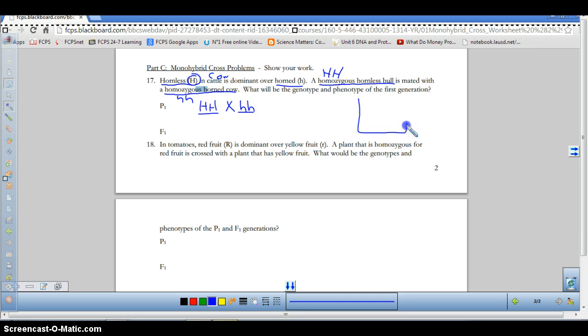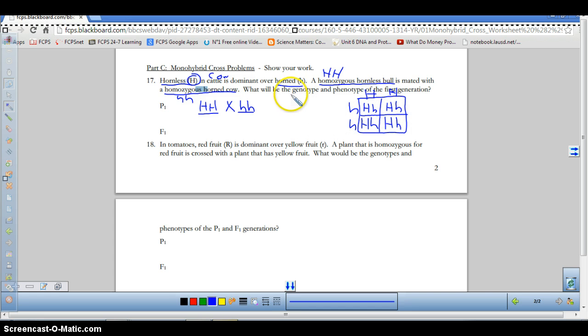So let's predict their babies. We can predict the babies using a Punnett square. So it doesn't really matter. Let's put big H, homozygous dominant, on the top, homozygous recessive on the side. Okay, there you go. Now, the genotypes and phenotypes of the first generation. So here are the parents, and here are the babies. This is the first generation.